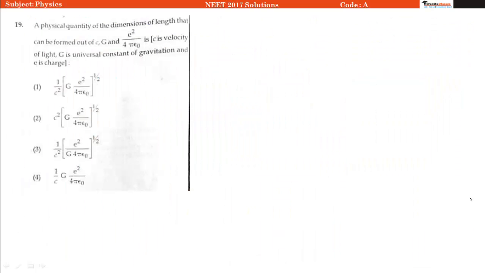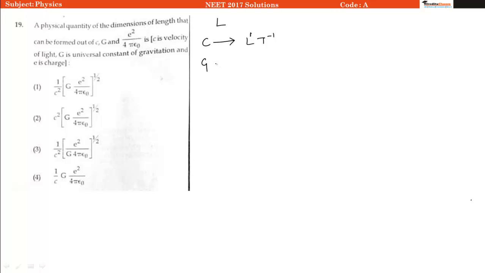What our question says is: a physical quantity of dimensions of length can be formed out of c, G, and e squared by 4 epsilon naught, where c is the velocity of light, G is the universal constant of gravitation, and e is the charge. So we have to create L. What are the dimensions of velocity? Velocity is L^1 T^-1.